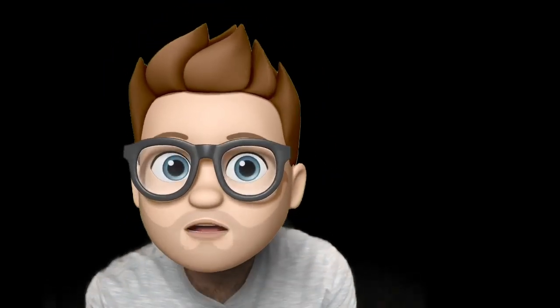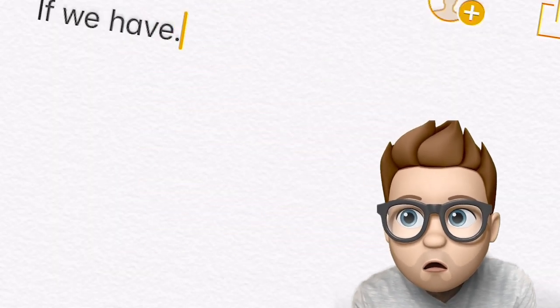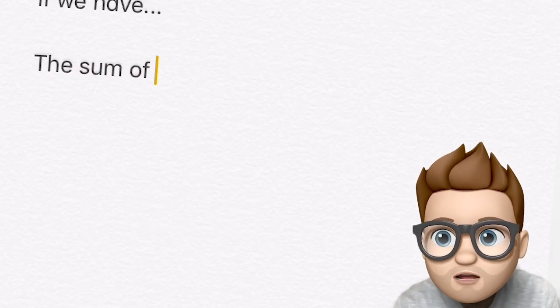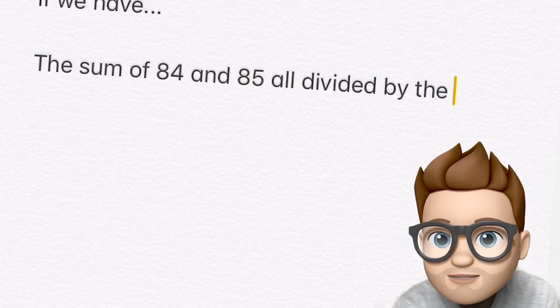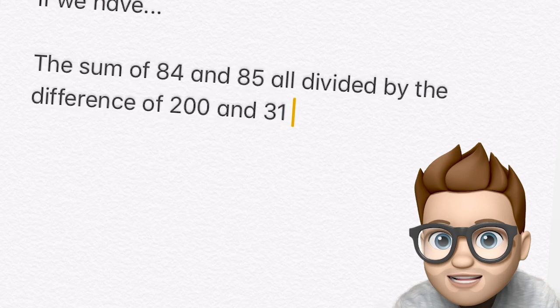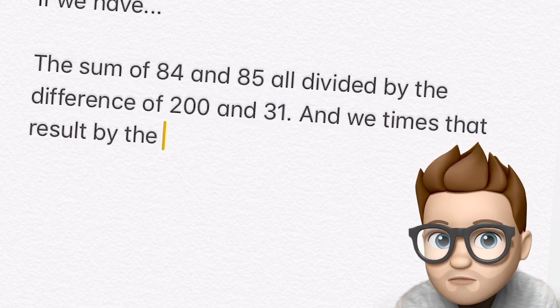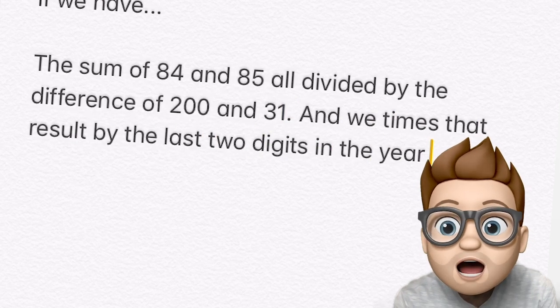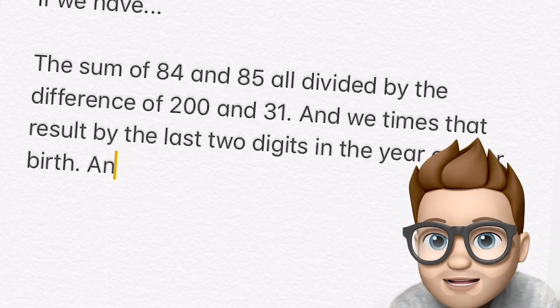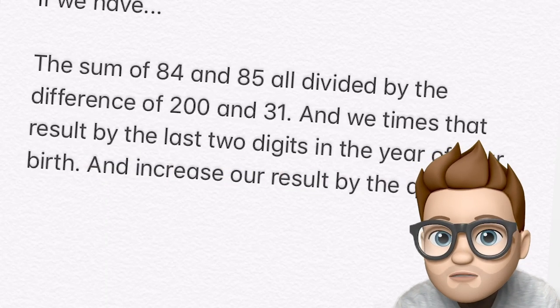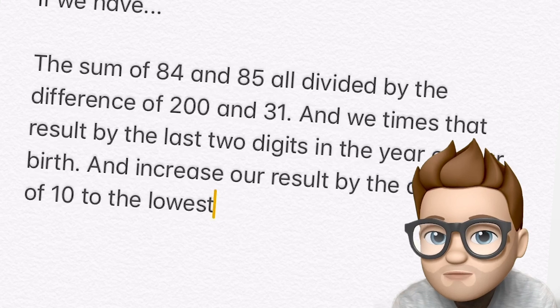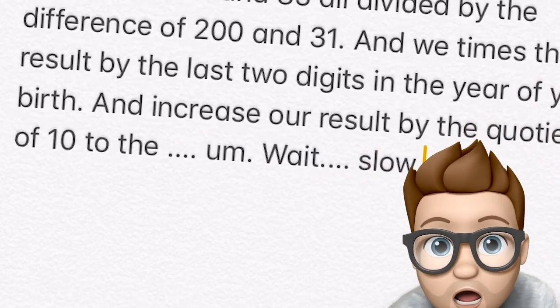Alright, so if we get the sum of 84 and 85 all divided by the difference of 231 and we times that result by the last two digits of the year of your birth and increase our result by the quotient of 10 to the power of 3 and the difference of 15 and 5 times by your birthday. And then increase the result by the product of 5 and 2 taken to the power of the sum of 3 and 1 times by your birth month and a numerical value.